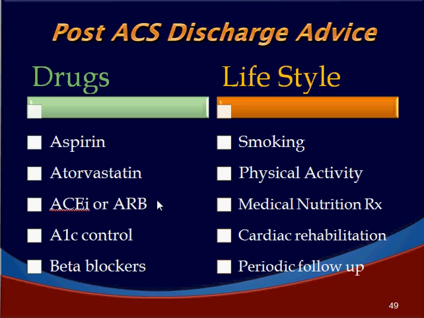ACE inhibitors or ARBs are a must in all patients of acute coronary syndrome at discharge, particularly those who have hypertension, those who have diabetes, those who have ischemia associated with more than 2 other risk factors, those who have less than 40% ejection fraction, heart failure of any nature, and of course in diabetics, A1C control is a must. So these 4 A's, aspirin, atorvastatin, ACE inhibitor, A1C control, along with beta blocker are a must.